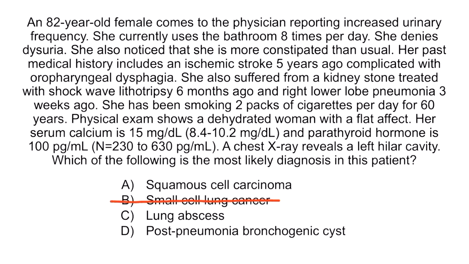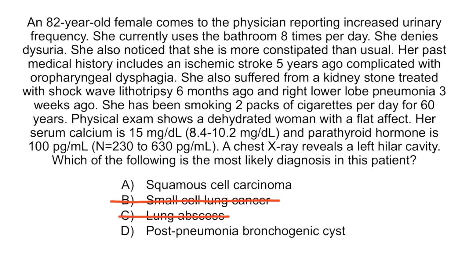Option B, small cell lung cancer is certainly possible in this patient with an extensive smoking history and a central hilar mass on the chest X-ray. However, small cell lung cancer is characterized by paraneoplastic syndromes such as ectopic ACTH-dependent Cushing syndrome, SIADH, and Lambert-Eaton myasthenic syndrome. Small cell lung cancer has not been shown to cause parathyroid hormone-independent hypercalcemia, so B is incorrect.